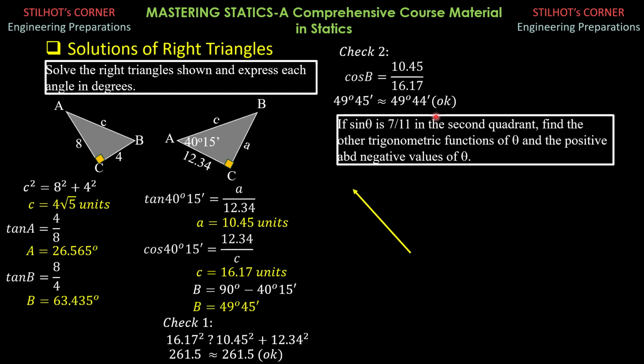Then for the next problem: if sine of theta is 7 over 11 in the second quadrant, find the other trigonometric functions of theta and the positive and negative values of theta. So this is the terminal side of the angle theta. This is the positive sense because it is counterclockwise. The negative sense is like that. So it is more than negative 180, but a negative angle.